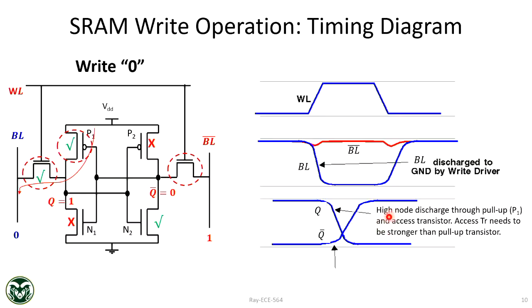Okay, so this is the high node discharge. The high node here is Q equal to 1. So Q equal to 1 will discharge through the pull-up P1 and the access transistor. The access transistor needs to be stronger than the pull-up transistor, because when this is 1, these two are on. So there will be a competition between these two, and that's how Q will be discharged. Okay, so that's all about the write operation. You know the equation of current. You can plug it in, and you can find what the pull-up ratio should be to make sure that write happens. We'll see a couple of those questions in the next class.